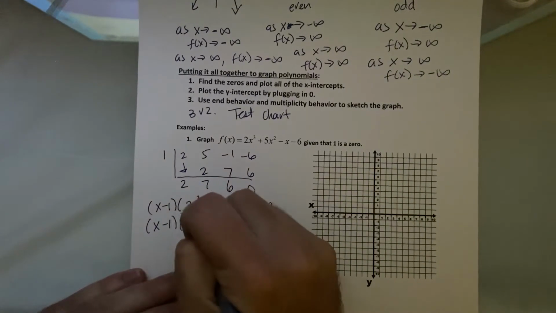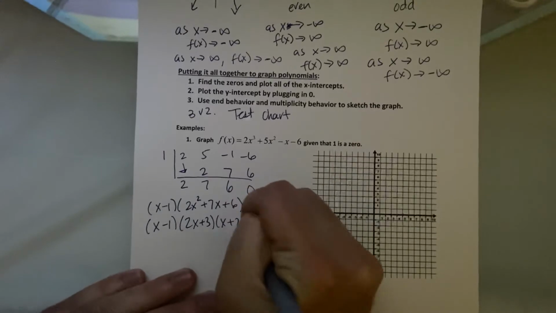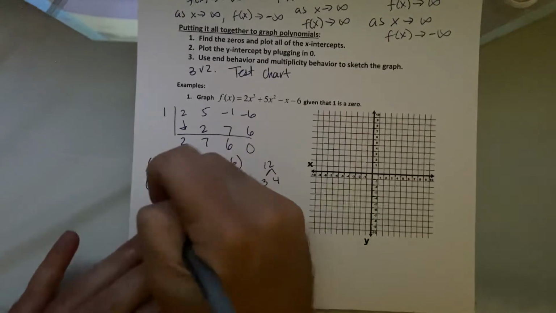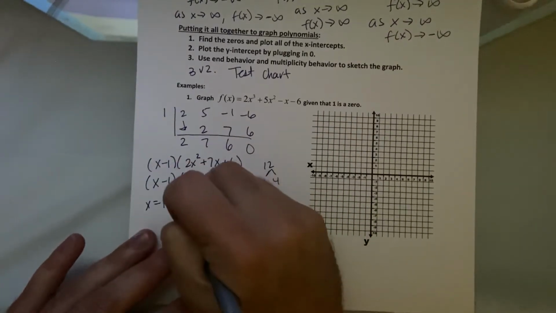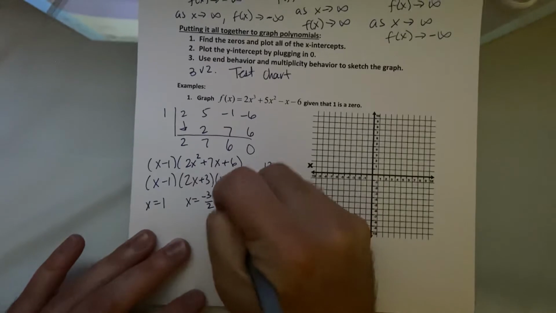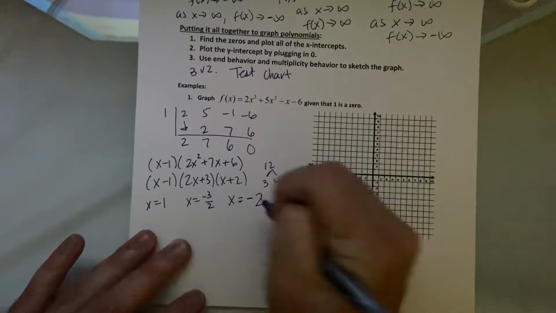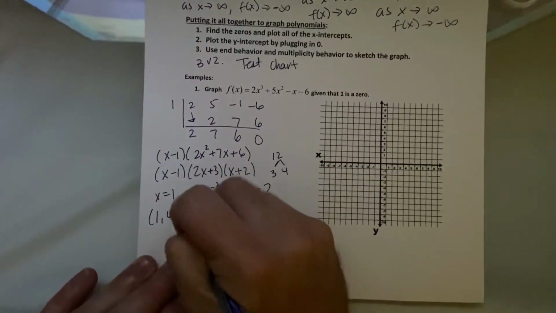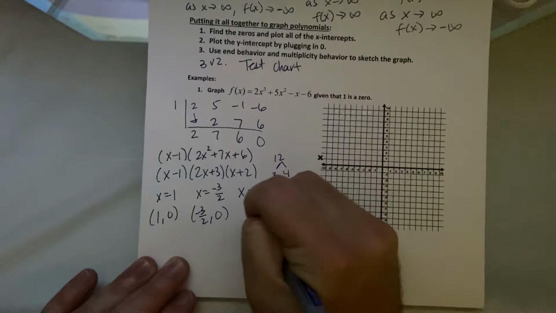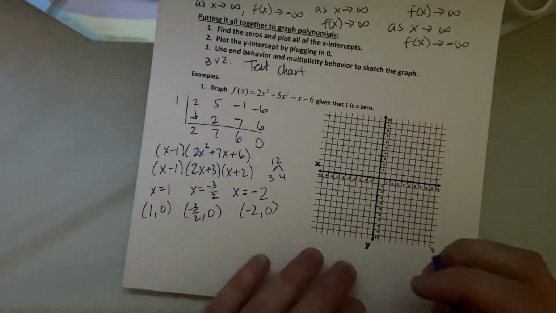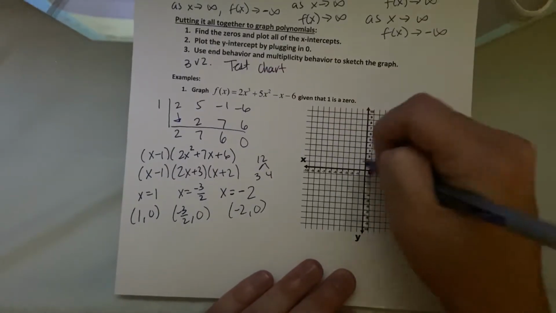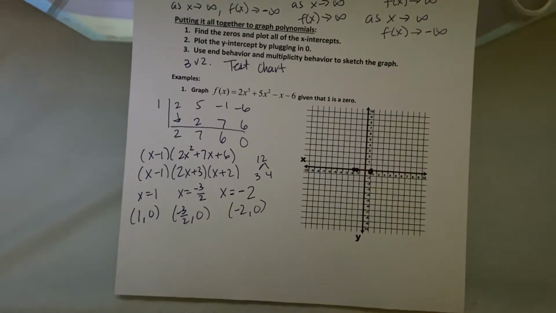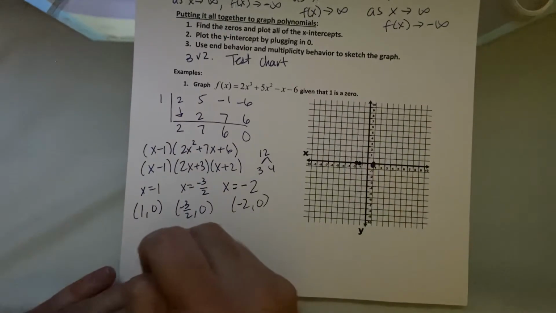When we factor it, I just skipped steps. You can write it out to figure those out. What are my zeros? This is x equals 1, x equals negative 3 halves, and x equals negative 2. Okay, so these are all zeros. 1, 0. Negative 3 halves, 0. Negative 2, 0. I can plot all of these. Negative 3 halves, 0 and negative 2, 0 are really close together. That's okay. And I can take them and put them on a test chart.